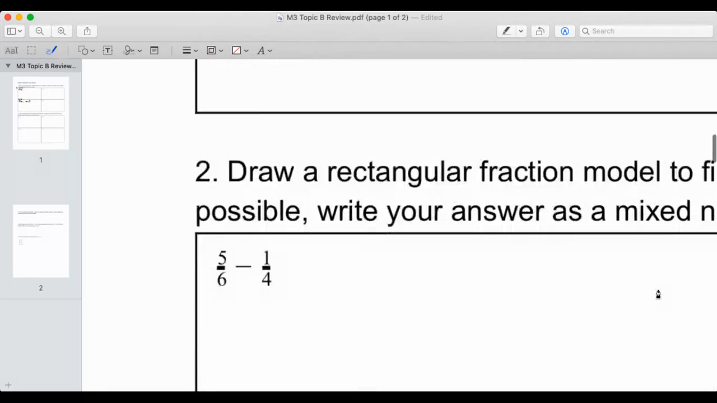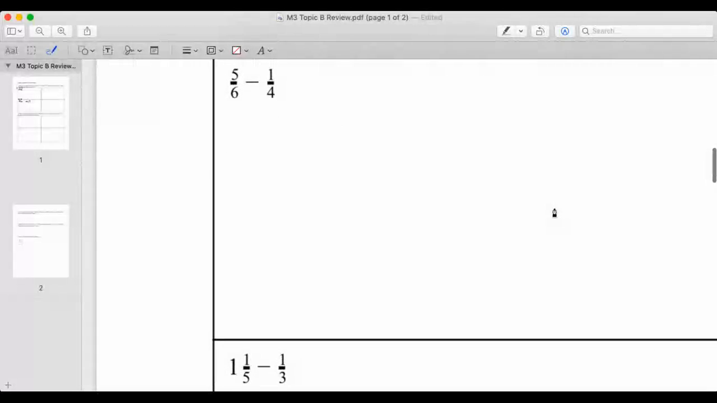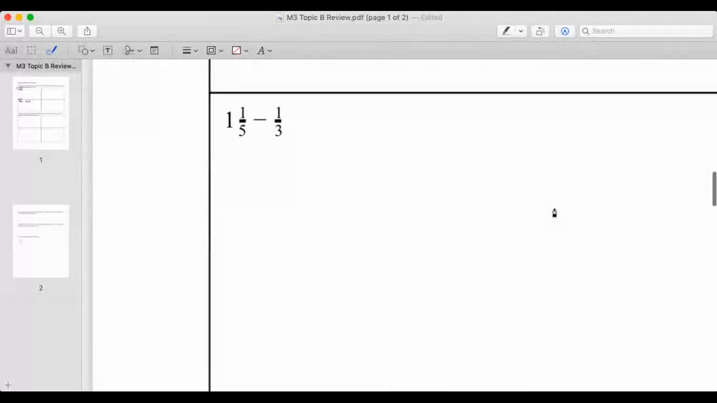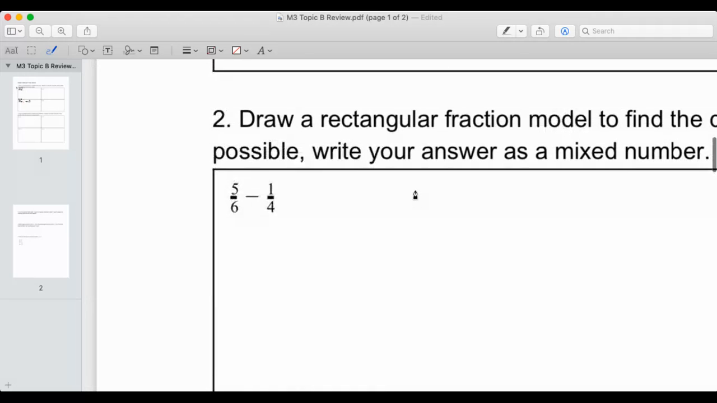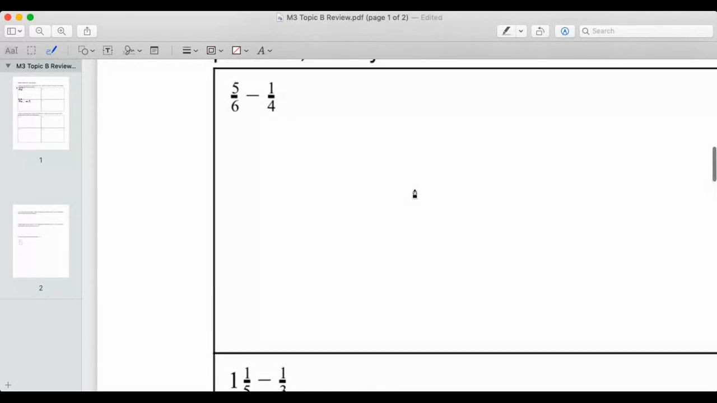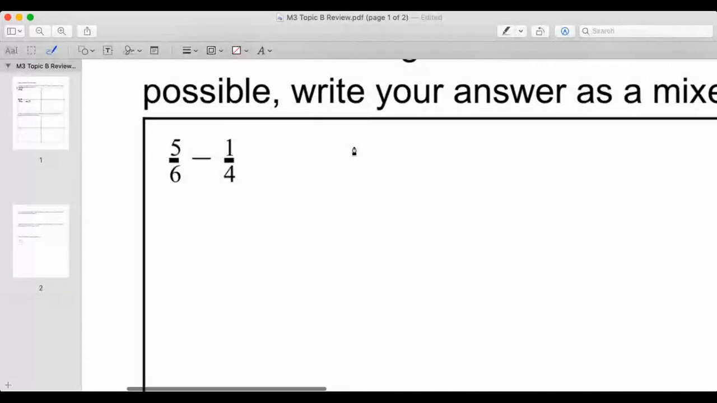If we come down to number 2, we're going to see that there are subtraction problems using the same skill. The only difference is that some of them have mixed numbers in the beginning, and that will require one extra step. So we're going to do these first two as an example. Let's start with 5/6 minus 1/4. We're going to follow the same strategy that we were just following.